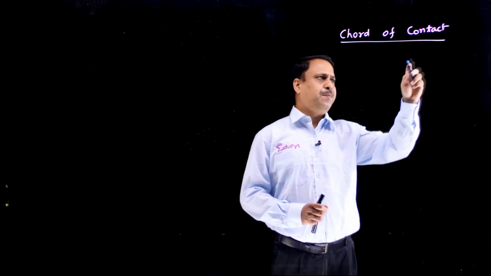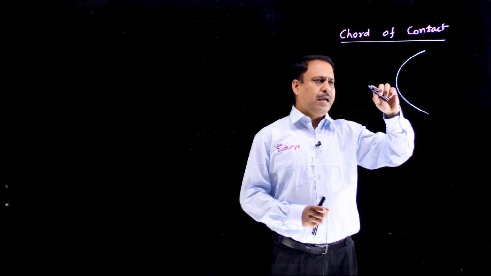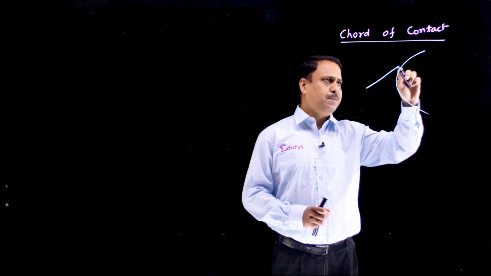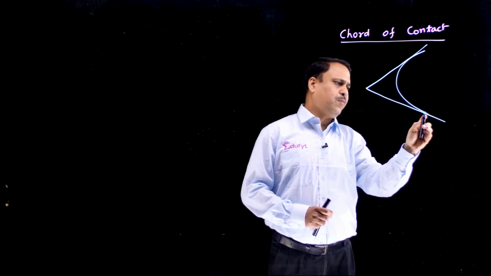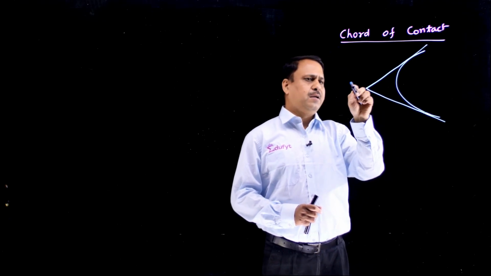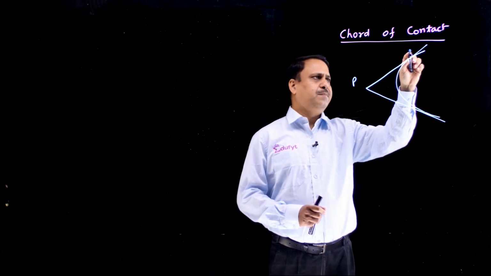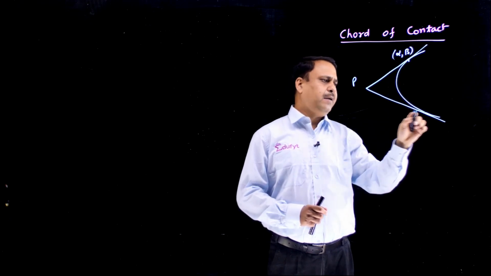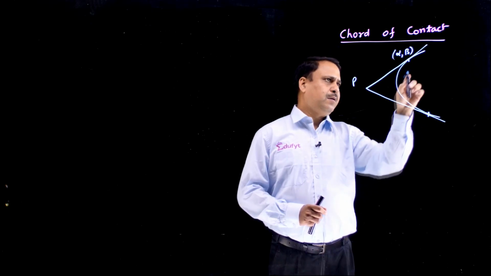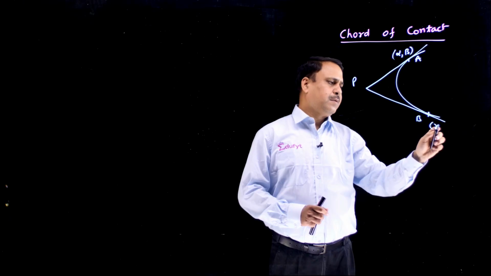If I have a parabola or any other second degree curve, and these are two tangents which can be drawn from a point outside the parabola. This point is P, and these points of contact are A, B, with coordinates alpha, beta and gamma, delta.